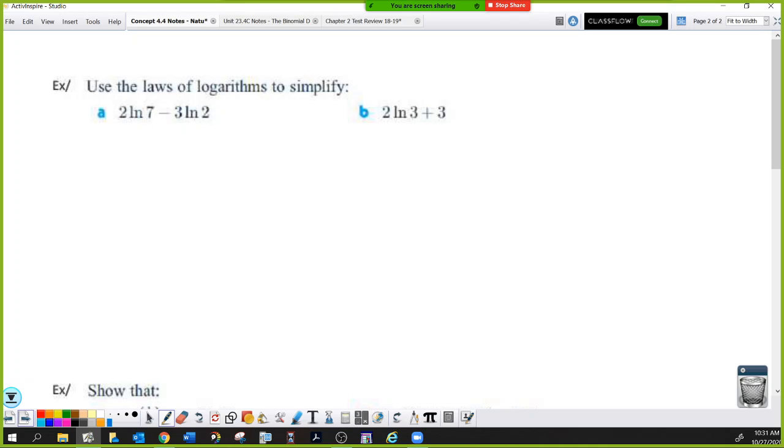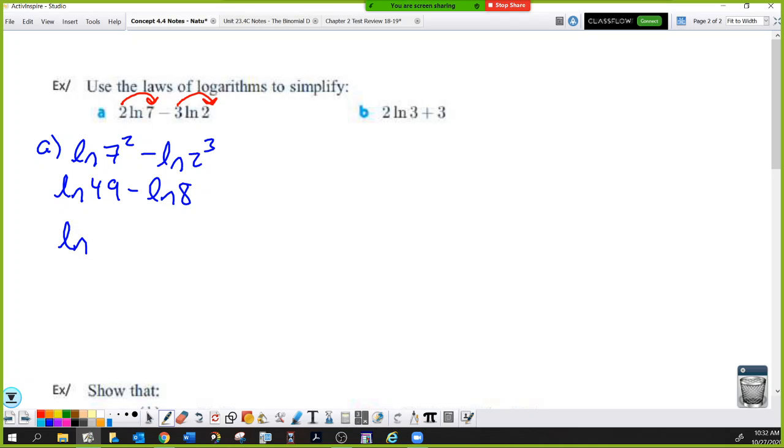Ta-da. Okay, so it says use the laws of logarithms to simplify. All right, well, just like with standard logarithms, this number in the front can be moved to the exponent position for both of these. So for part A, we're going to get the ln of 7 squared minus the ln of 2 to the third. And the difference of 2 logarithms is just going to be a fraction in the argument. And since we can't divide 49 by 8 pretty, we'll just leave it like that.